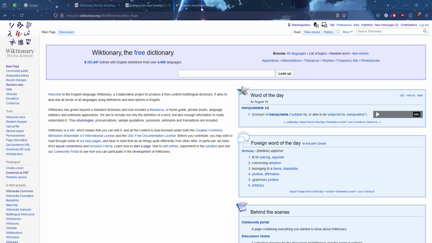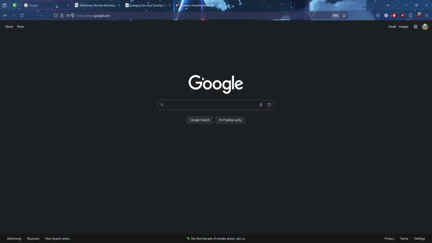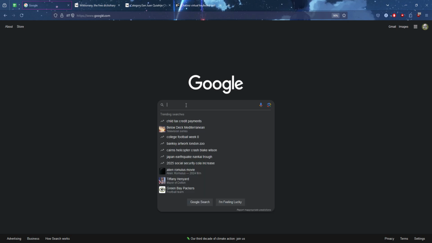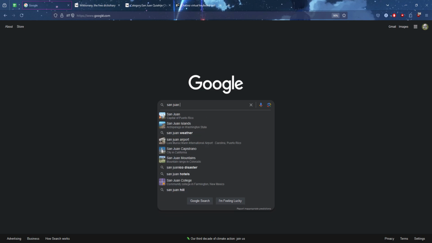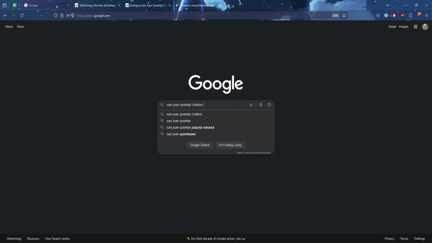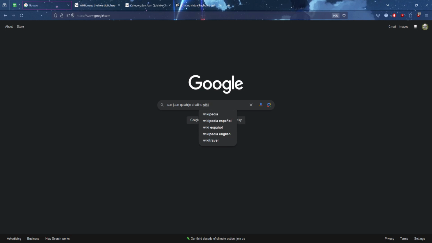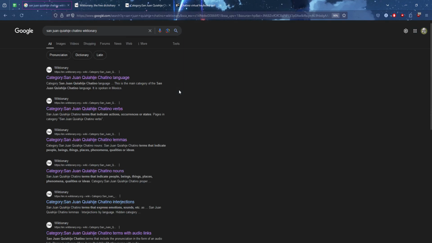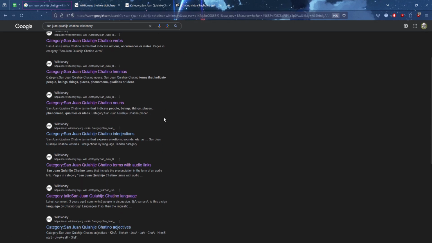So I think I'll start off with that actually, since that'll be the most challenging part, I suppose. So we'll start off by going to google.com, and once you're here, you're just going to type in the language itself. And after you've typed this up, you're going to add Wiktionary at the very end of this entry. And once you hit enter, you should come up with a few hits.